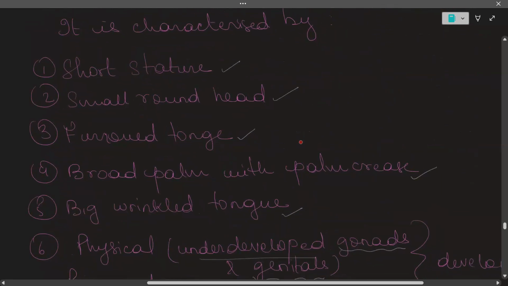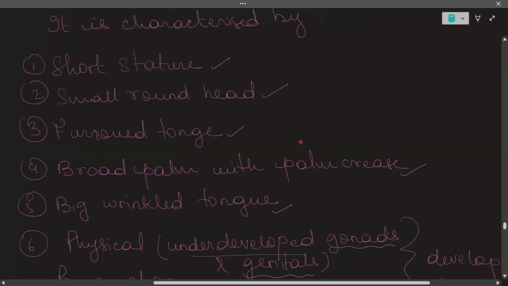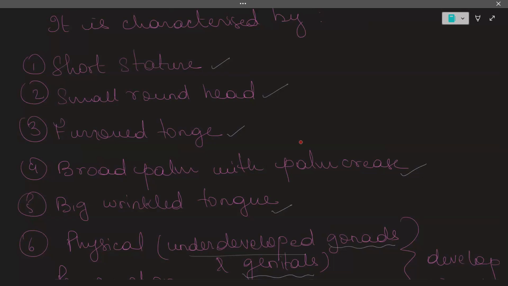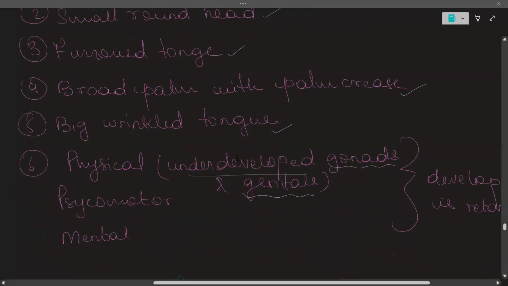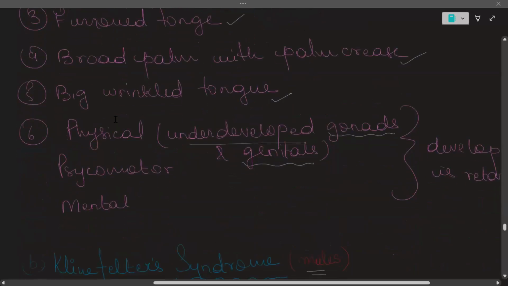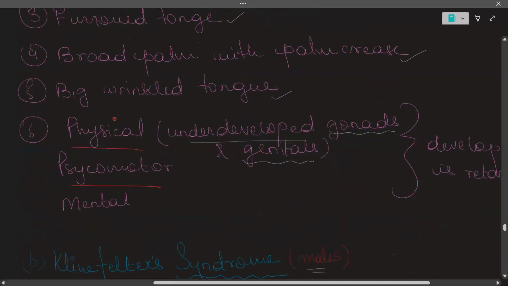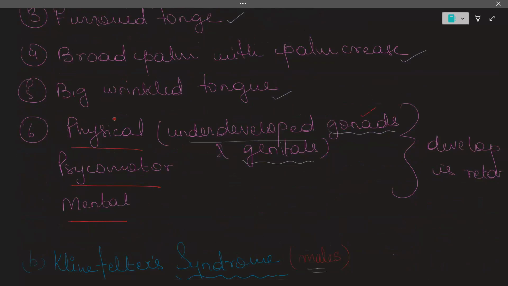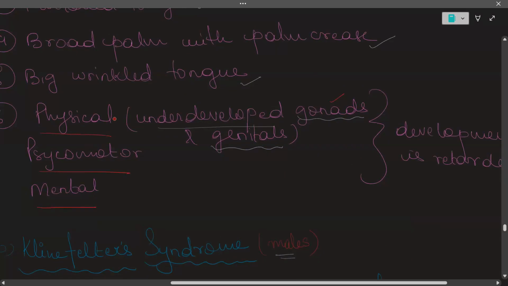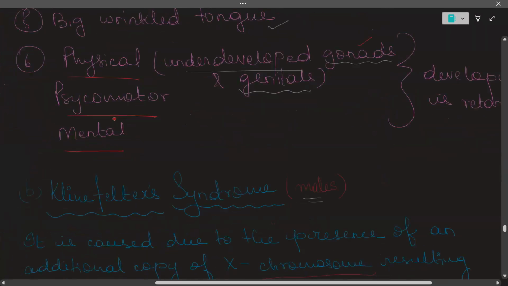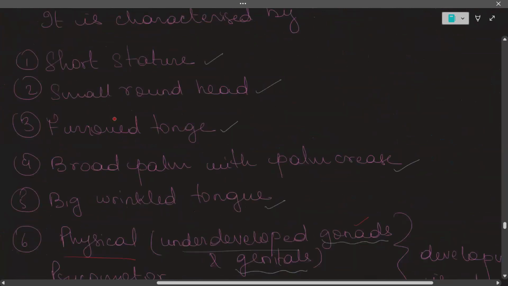So now what happens in the case of Down syndrome? The person that has Down syndrome is short statured, meaning has a short height, has a small round head, has a furrowed tongue, and broad palm with palm creases present in all those people that have Down syndrome. The tongue is also wrinkled, and the physical, psychomotor, and mental ability is retarded. Physical means gonads, meaning the testes in the case of male and the ovaries in the case of females, and also their genitals. The development is not proper, like the poor development of them is there. Now the Down syndrome is clear to everyone.